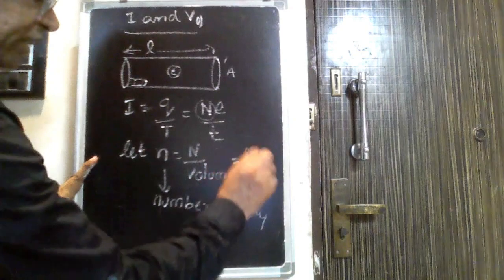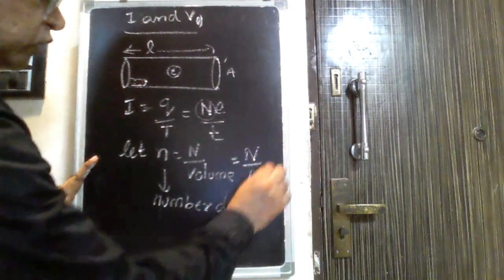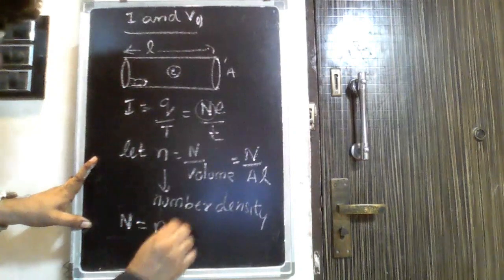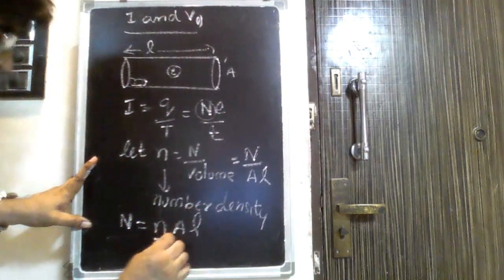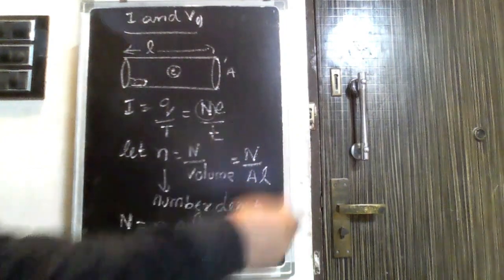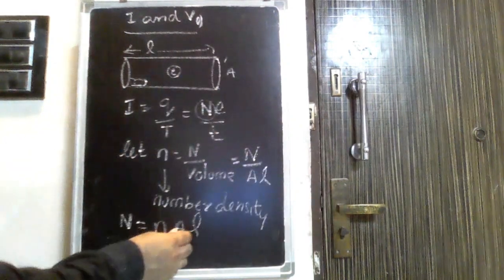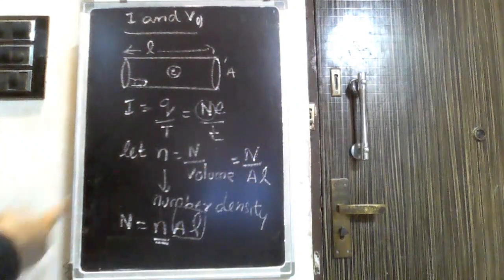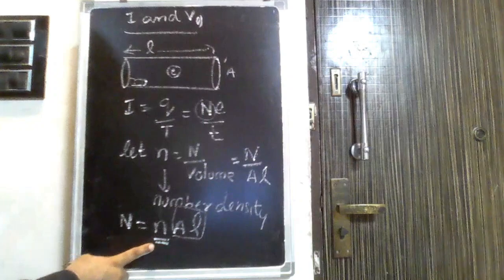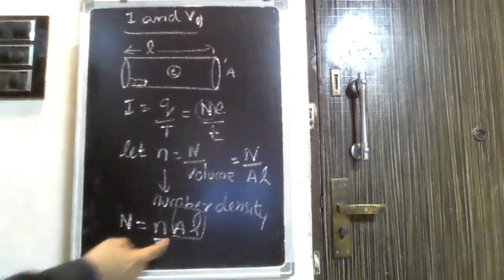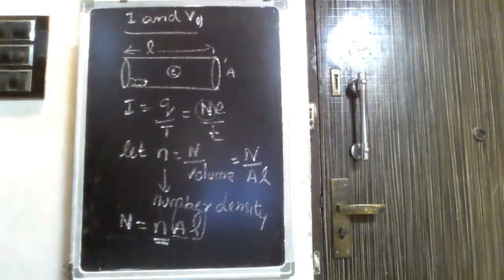volume is area into length, because pi r square h is a volume. So the number of electrons in a conductor will be nAL. This n is constant for every material. For example, copper has a number density which is constant, and silver has a number density which is constant. But A and L are your choice. You take any area, any length, and you can find the number of electrons for any wire. Since n is constant for everything, I know this value. Multiply that with A and L, and I get the number of electrons for any wire I want.